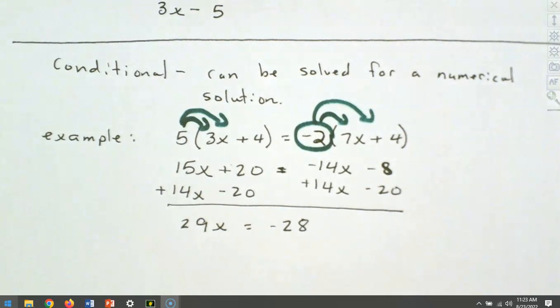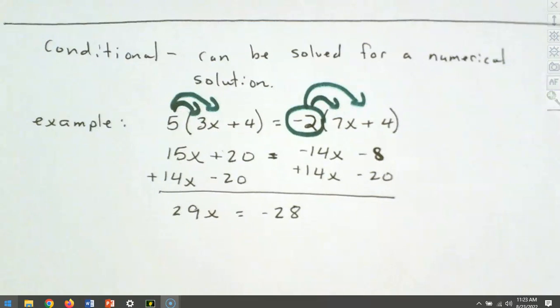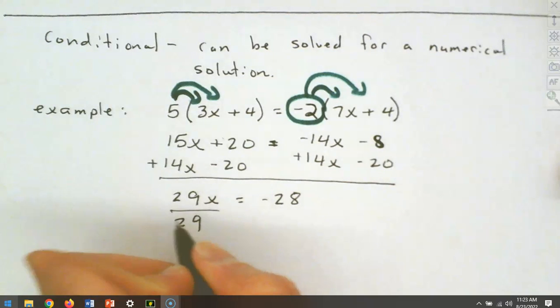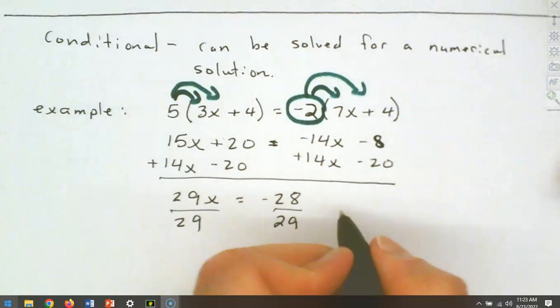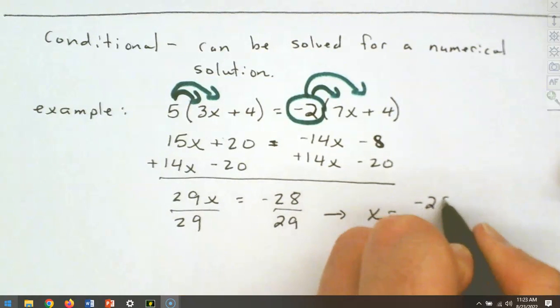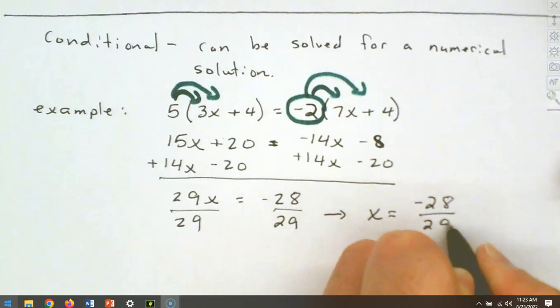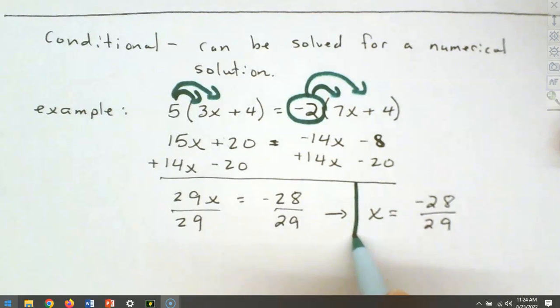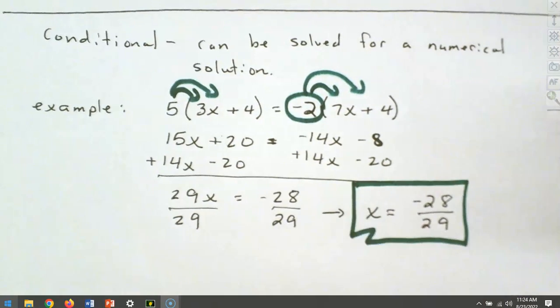Now, when we solve it, what do we do? Yep, we divide, so we get our x by itself. So we divide by our 29. And then our answer now is x equals minus 28 over 29. Leave it as a fraction. Do not turn it into a decimal. The only time that we want to use a decimal is when there's already decimals in the equation to begin with. Otherwise, we keep it as a fraction. So that's going to be your answer.